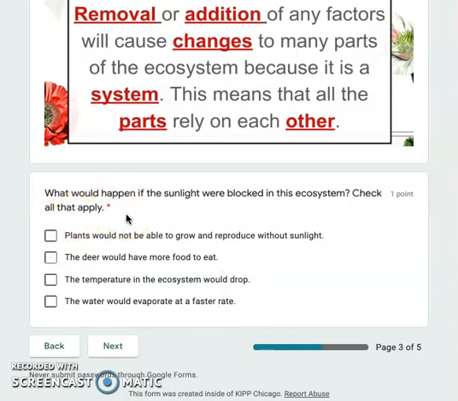So if we take away the sunlight, think about what sunlight does to our atmosphere, the temperature, and even the plants and animals that live there, and which of these things would happen if we block the sunlight. When you're done, go ahead and press that next button and get started on your exit ticket.